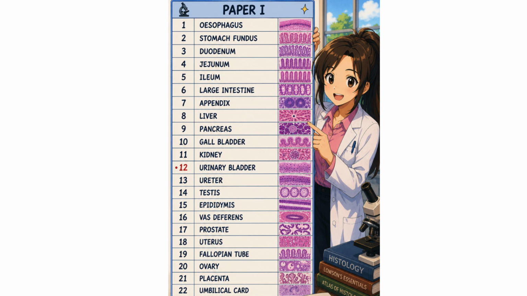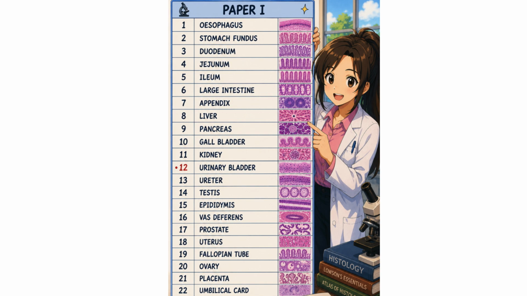Coming to prostate, the glands are of irregular size and shape with papillary foldings, corpora amylacea, which are pink concretions in lumen. It is a classic identification point. And fibromuscular stroma between the glands.